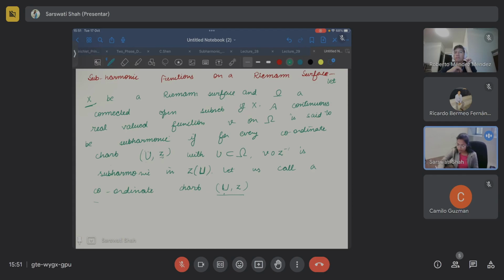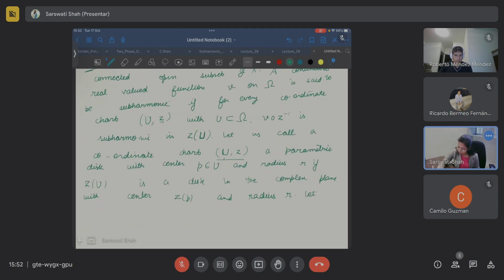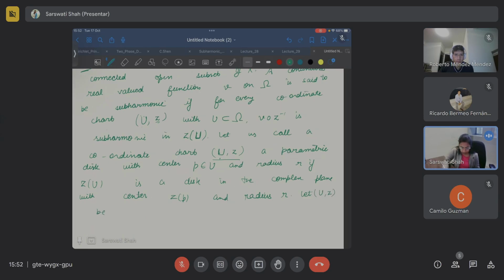Coordinate chart (U, z), a parametric disk with center P belonging to U and radius r, if z of U is a disk in the complex plane with center z of P and radius R.